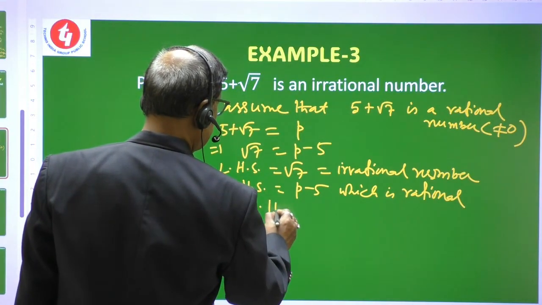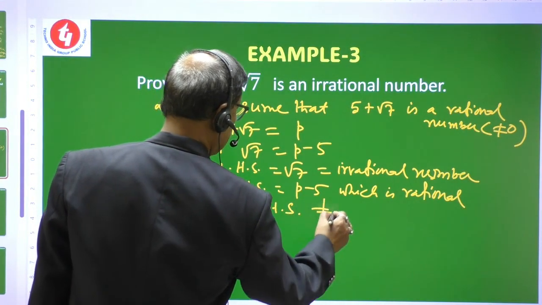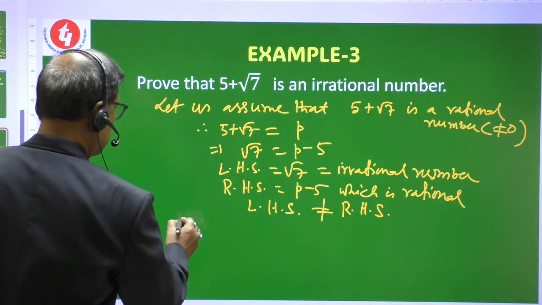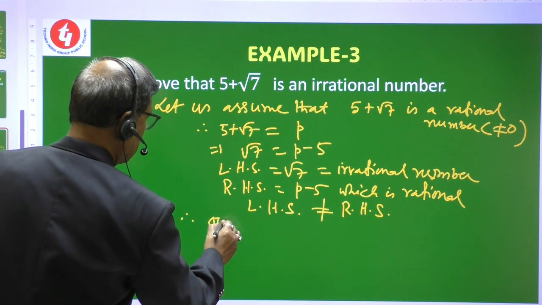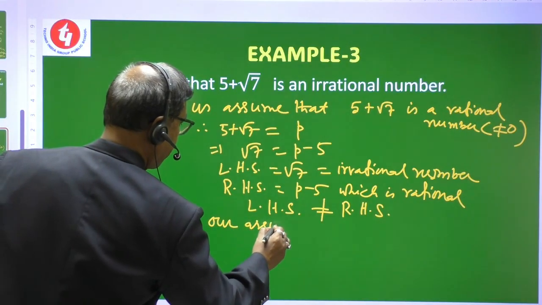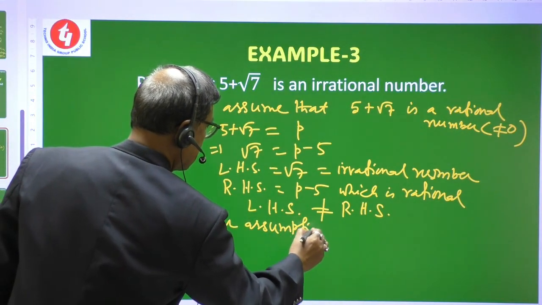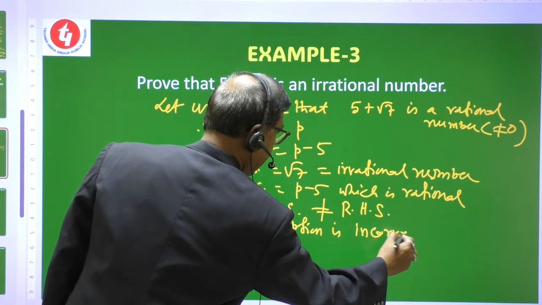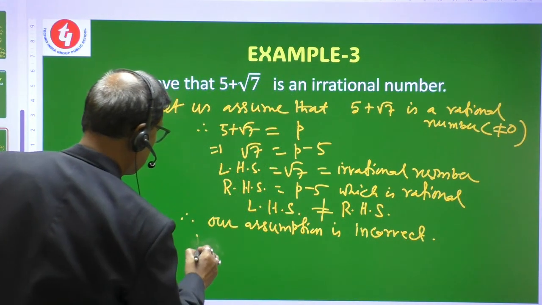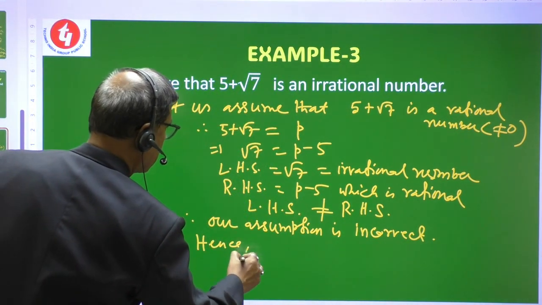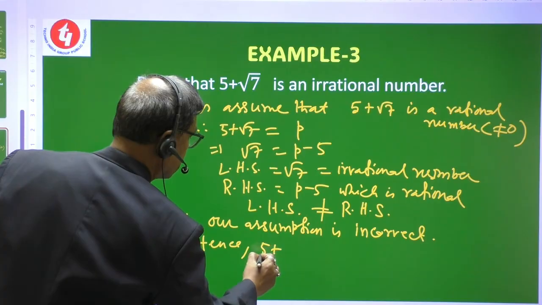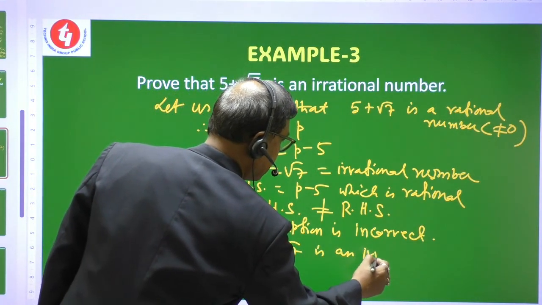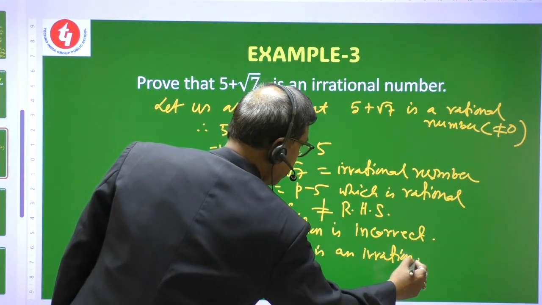So the left hand side cannot be equal to the RHS. Therefore, our assumption is incorrect. Hence, 5 plus root 7 is an irrational number.